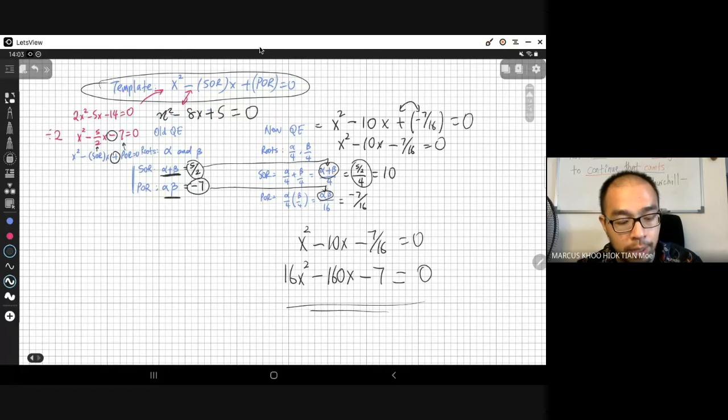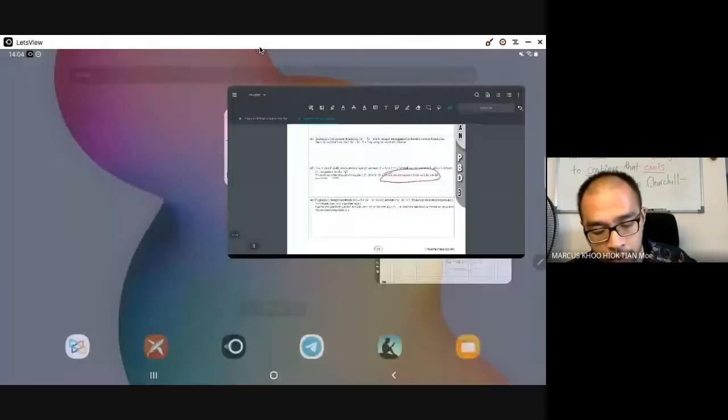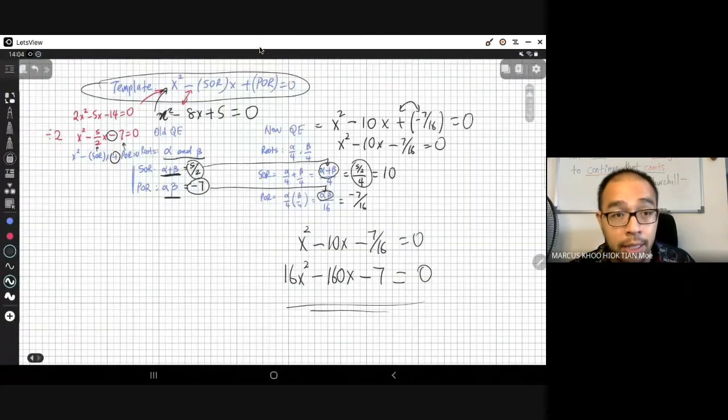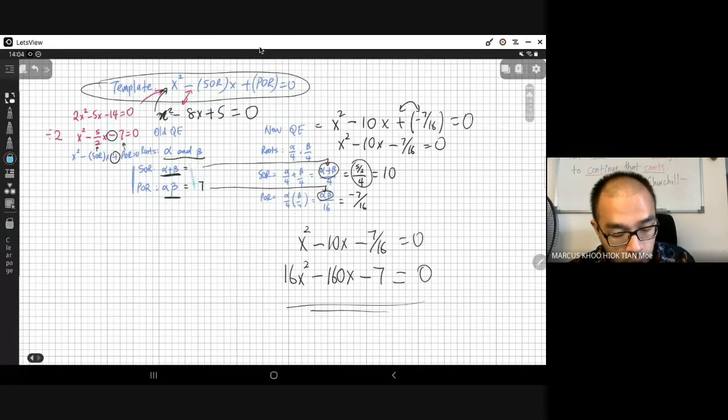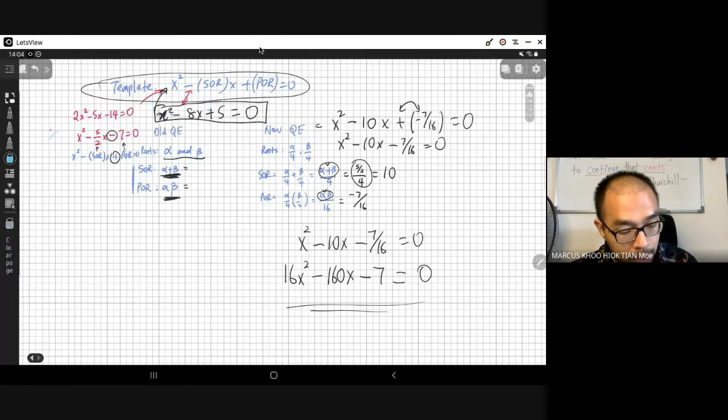Now, this is nice because it follows our template. There is no number in front of x squared. So very nice. And then they say that the roots are alpha and beta. Same as just now, alpha and beta. At a glance, you should be able to tell me what is my sum of roots and what is my product of roots. Refer to this. Tell me what is my sum of roots, tell me what is my product of roots.